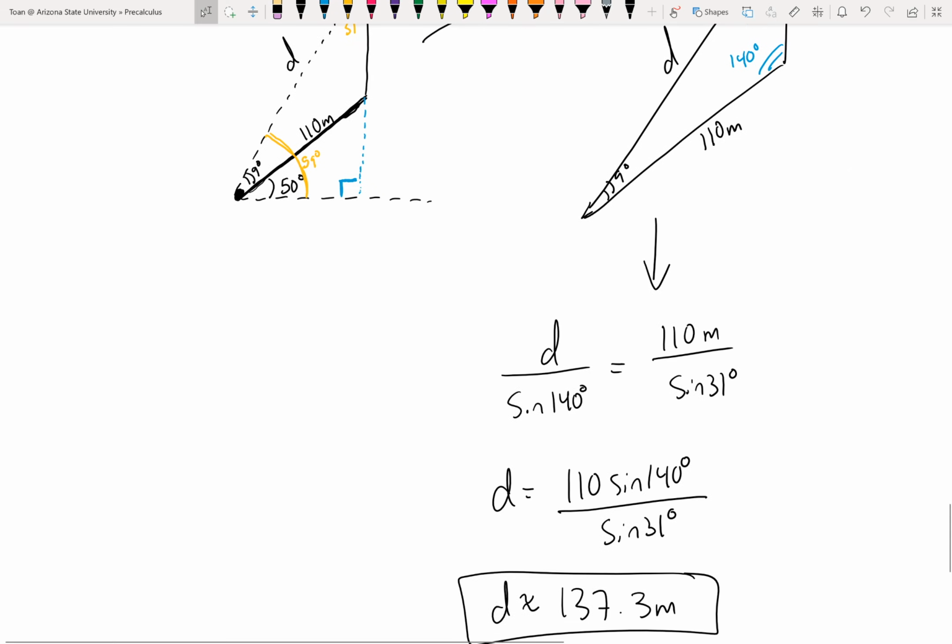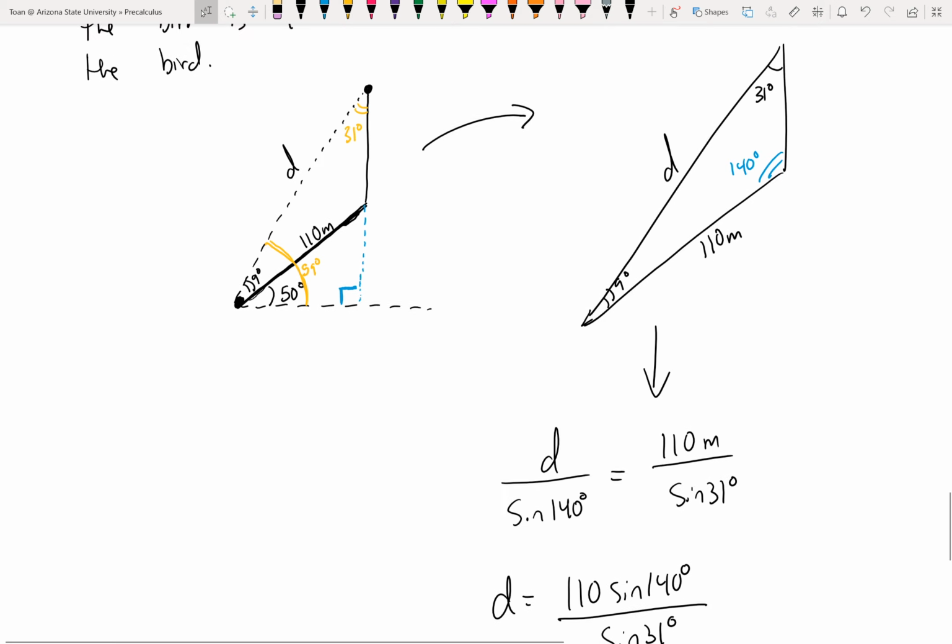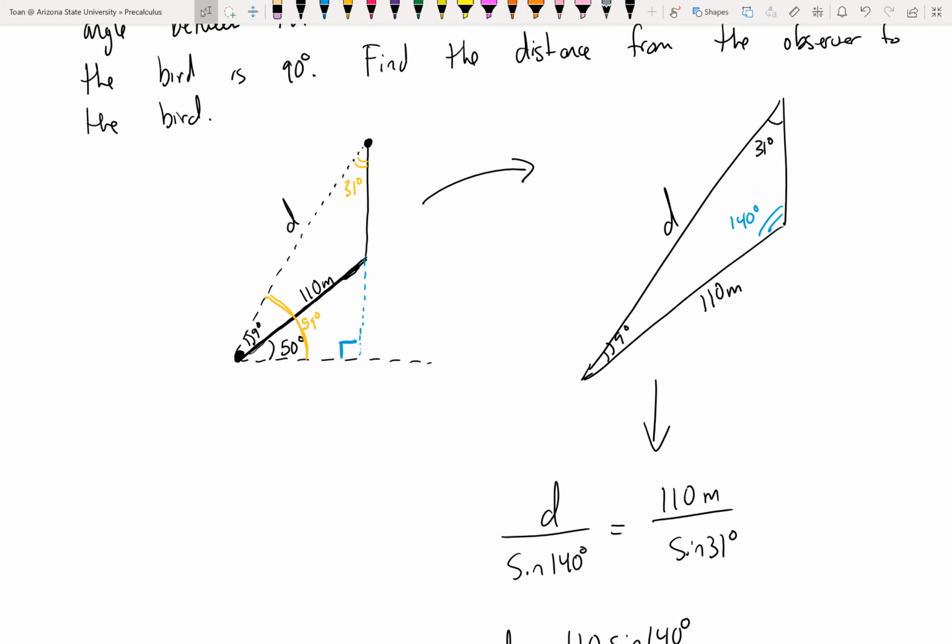You only really have to worry about ambiguous cases if you have a side-side-angle situation, or if you don't even want to remember that, if you are taking an inverse sine. So there you go. This lesson should be very similar to yesterday's, except check, think. Don't be a mindless robot.